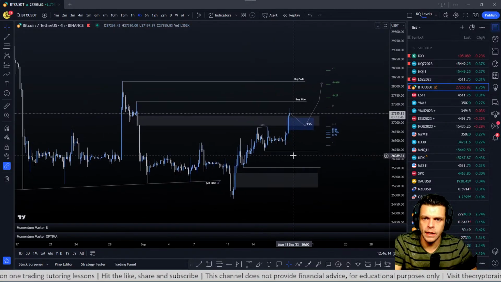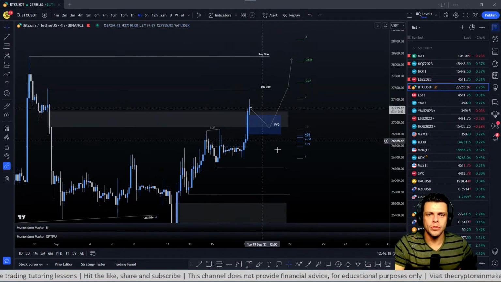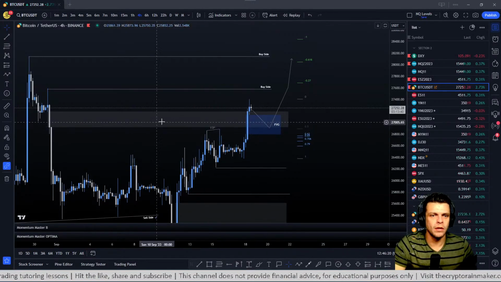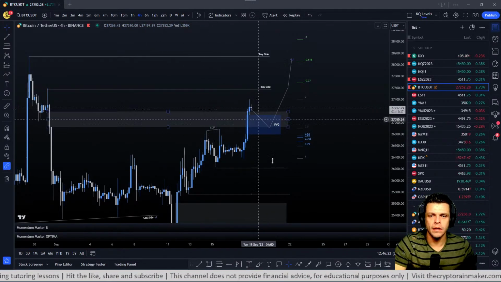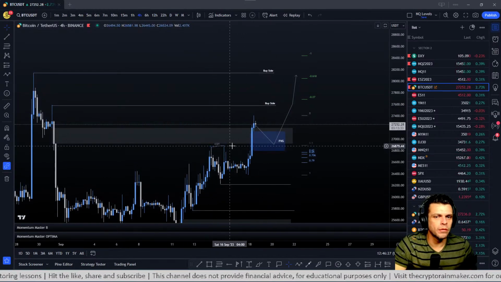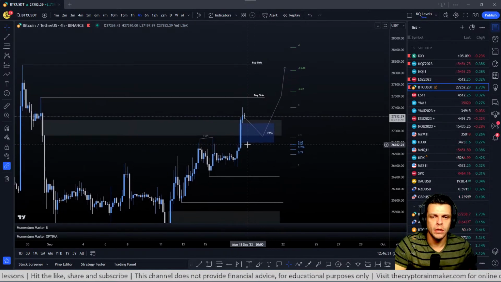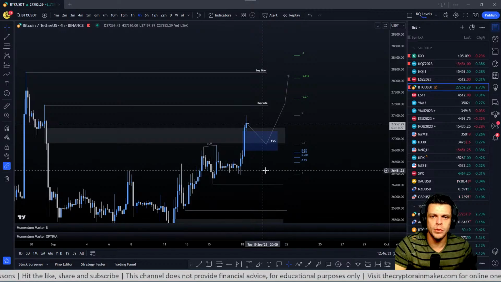Okay, so just to recap the Bitcoin analysis, my initial projection was a sweep above this high, fill in the imbalance, and then go and attack the sell side liquidity. Then we displaced above the relative equal highs. So now we are kind of flipping from this bearish projection to a more bullish projection.